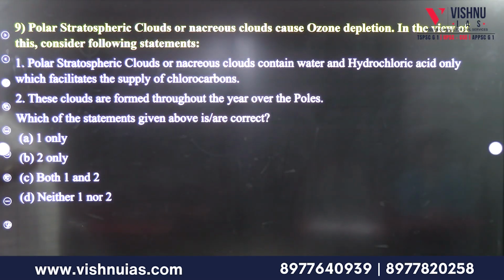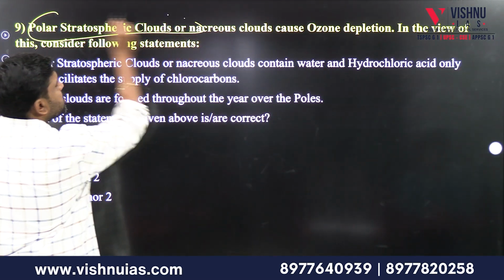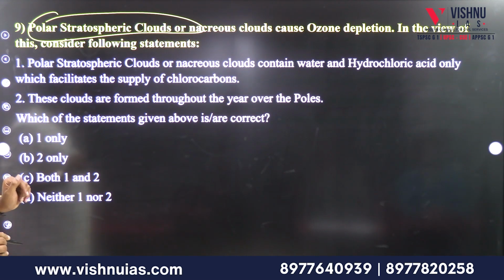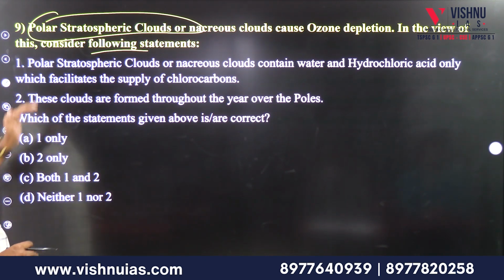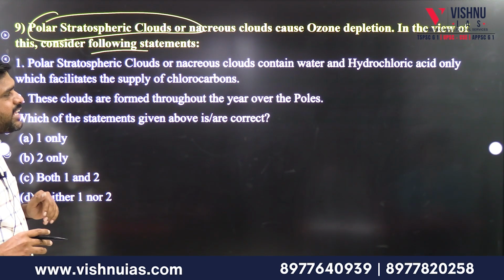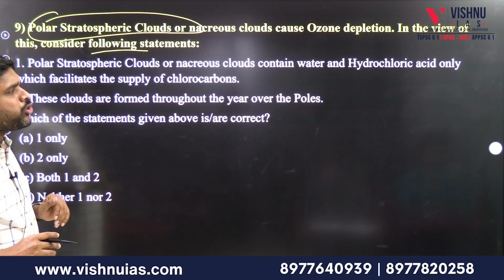The Environment Protection Act. Polar stratospheric clouds. Polar stratospheric clouds or nacreous clouds cause ozone depletion. In view of this, consider the following statements. Number 1: polar stratospheric clouds or nacreous clouds contain water and hydrochloric acid.